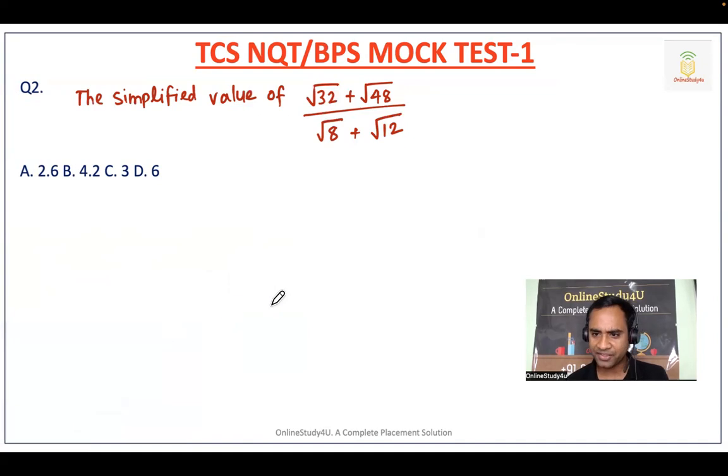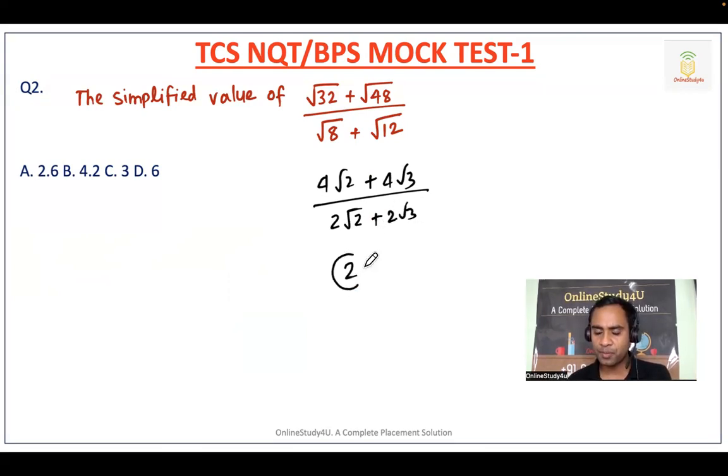See, for some problems it is understood, right? But this one, 32. So 32 is what? 16 into 2. So 4 root 2, right? 48, 16 into 3. That means 4 root 3. 8, 4 into 2. So 2 root 2. 12, 4 into 3. So 2 root 3. Now 4 out, 2 out. So 2 will be the correct answer. That's all. How much time will you take, right?